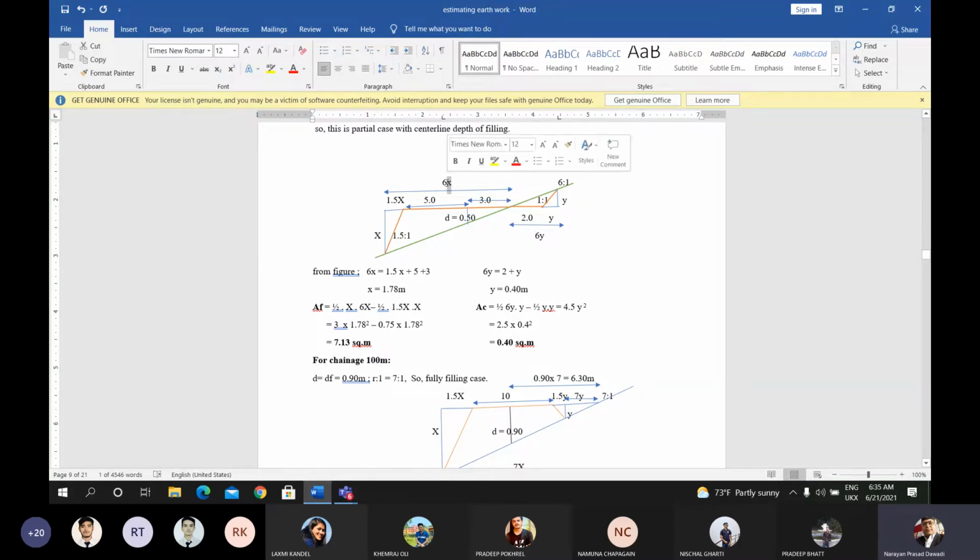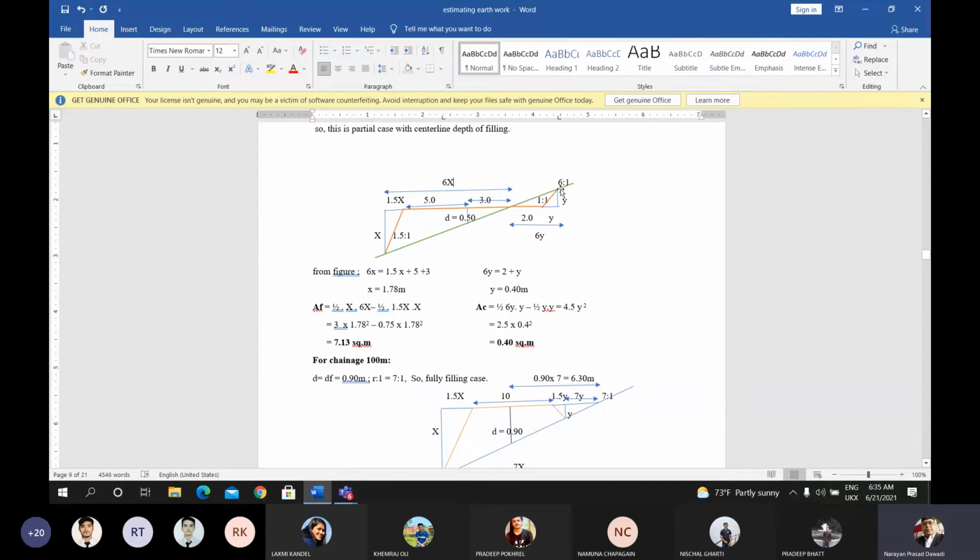Okay, if this is x, this will be 6x. Half into 6x into x gives the bigger triangle, minus the small triangle half x into 1.5x. You will get the area of filling, and the area of filling will be 7.13 square meters. Put the value of x for this. Okay. Similarly, the area of cutting will be this cutting area, a red portion triangular area.